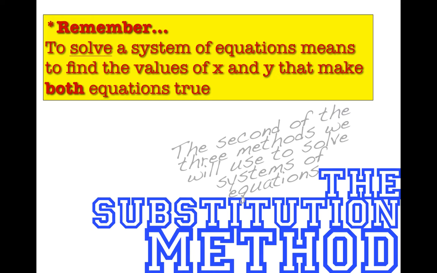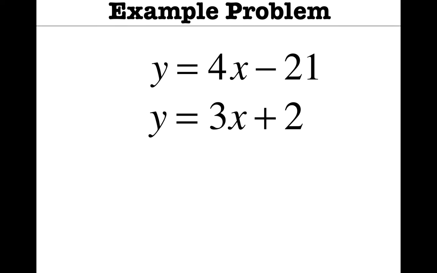For instance, if we have a system of equations like this, where you have y equals 4x minus 21 and y equals 3x plus 2, we're going to try to figure out what x value and y value will work for both equations. What is x and what is y? Now, on this system of equations, could you graph both of these equations? Sure, they're both in slope-intercept form. We could graph them, see where they intersect, and that could help us find the solution.